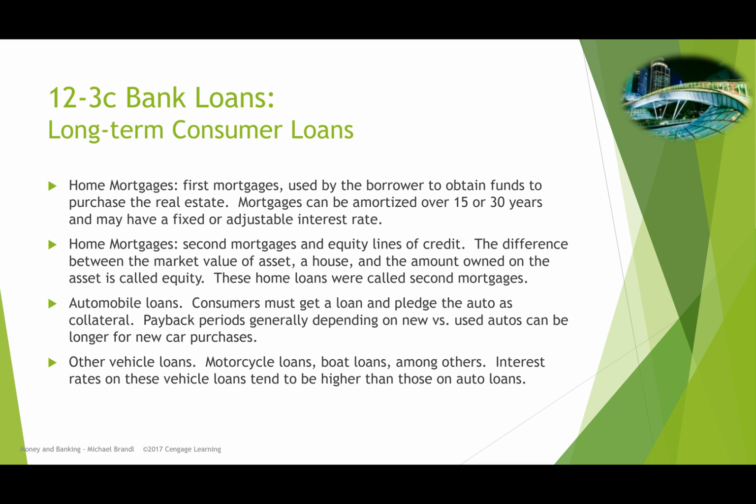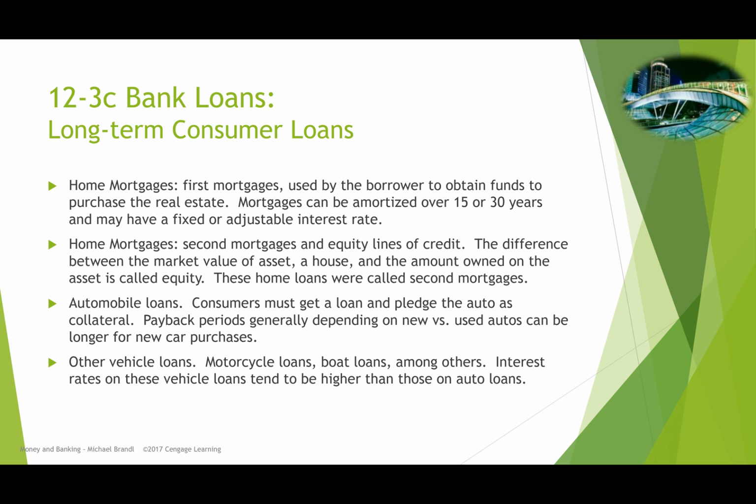Home mortgages, the second mortgage and equity lines of credit. The difference between the market value of the asset, a house, and the amount owed on the asset is called equity. So for instance, if I have a mortgage for $150,000, but my home is worth $300,000, then I have $150,000 of equity in the property. So in other words, I have a kind of net value, if you like, for the home of $150,000, and I can often borrow against that. So that's an equity line of credit, or I can get a second mortgage, another mortgage, if I wanted to. So those are called second mortgages.